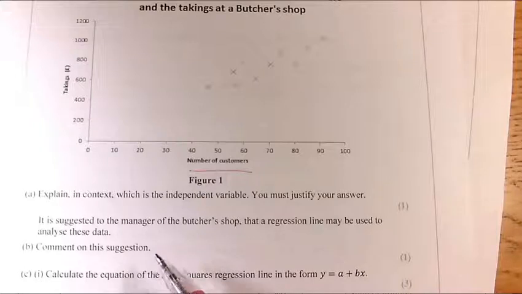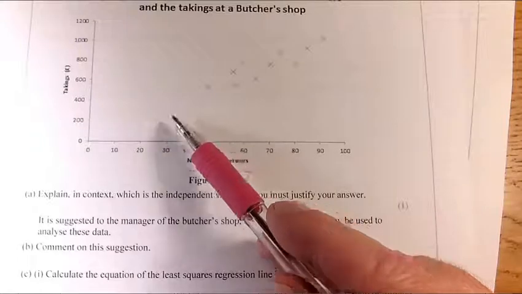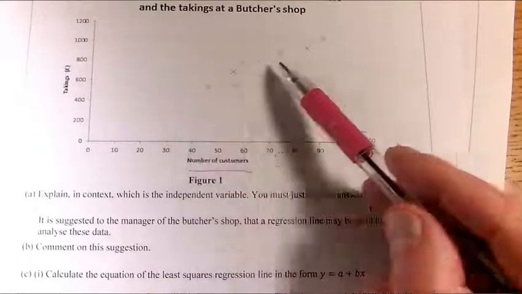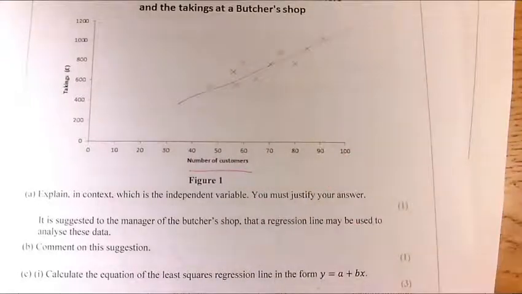Okay. Then we are suggesting that maybe we should use a regression line. So does that seem to make sense? Well, we look at the scatter graph and we see that it does seem to be fairly close. A linear model does seem to make sense. There aren't any massive outliers. There's no non-linear relationship. So yes, it seems sensible to draw a line through those points. So it seems a reasonable suggestion.